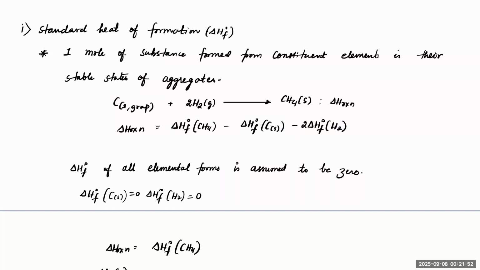Now, since the delta H of formation of all the elemental forms is assumed to be 0, this is a basic assumption that we are taking, that in their naturally most stable form, or the referential form, we consider them to be 0. If they are 0, then what is the value of delta H of the reaction? That value will be delta H of formation of CH4. So in simple terms, the standard formation enthalpy of a substance is the same as delta H of the reaction when you make the chemical reaction from their basic constituent elements.